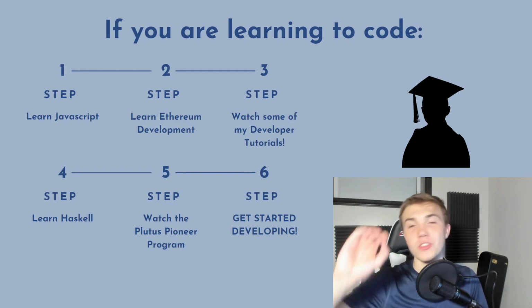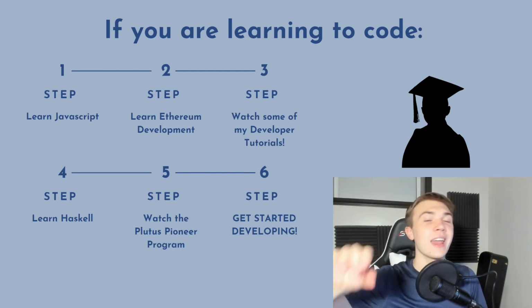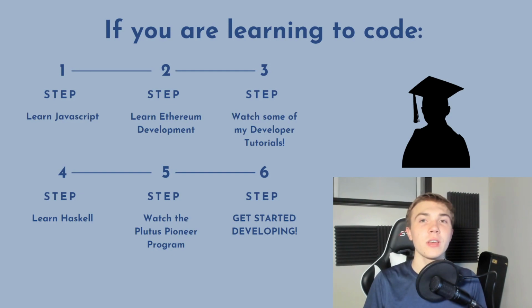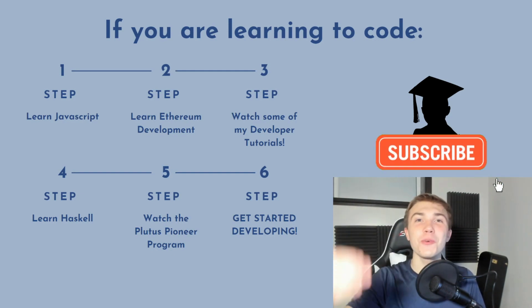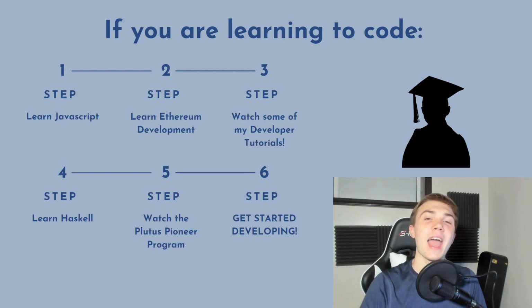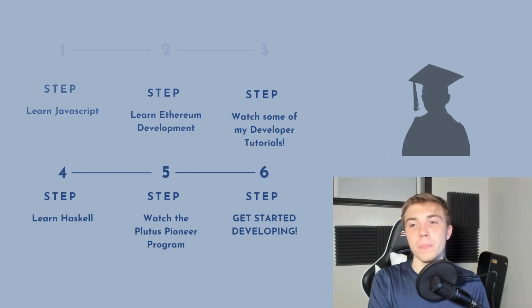Now, step 6 is to just start developing. Again, it's really important you get your hands dirty. If you have an idea, again, just do it. There's no risk. Just get it done. And this should be enough to get you working freelance in Plutus smart contract development.